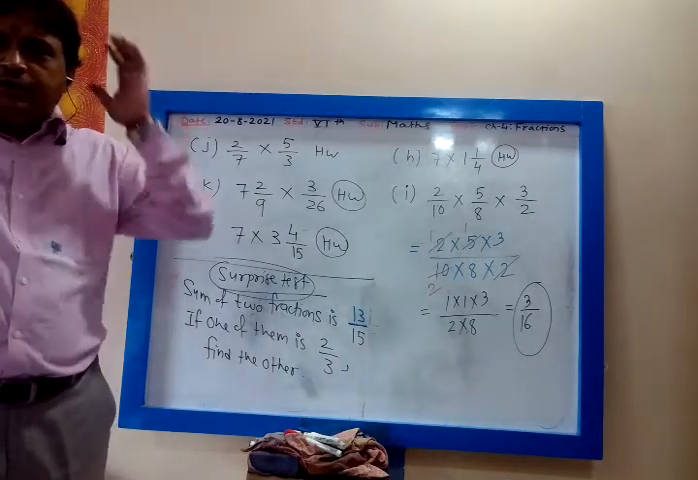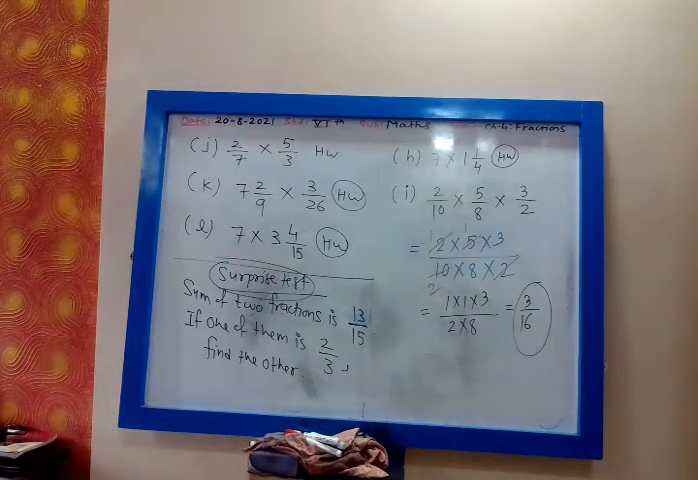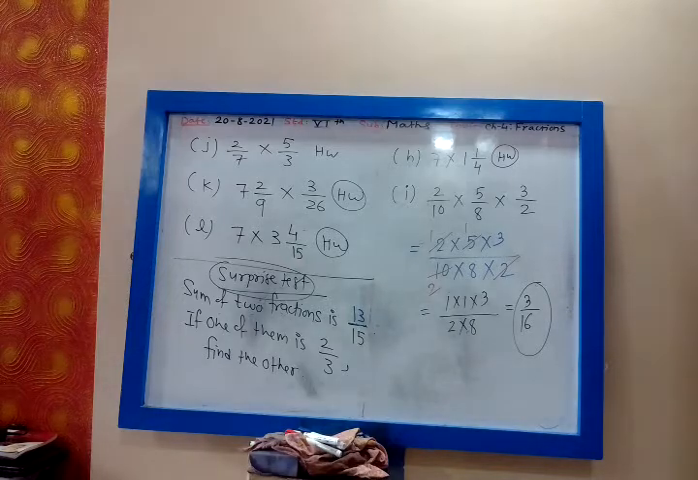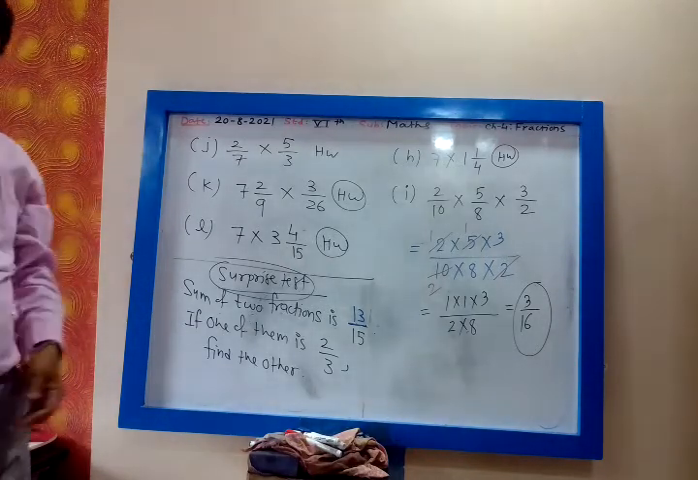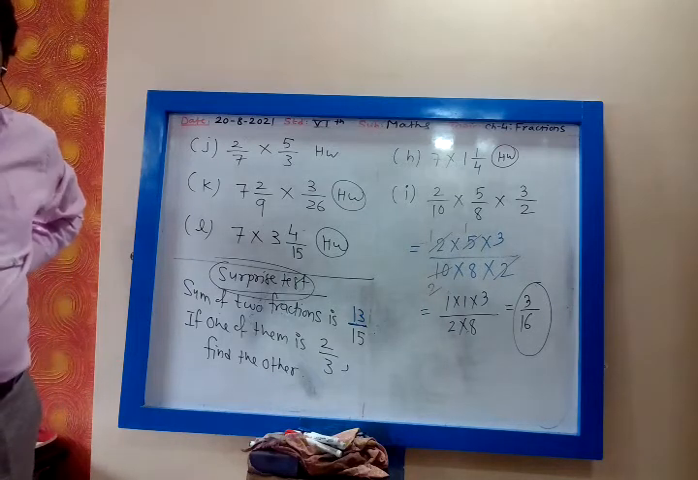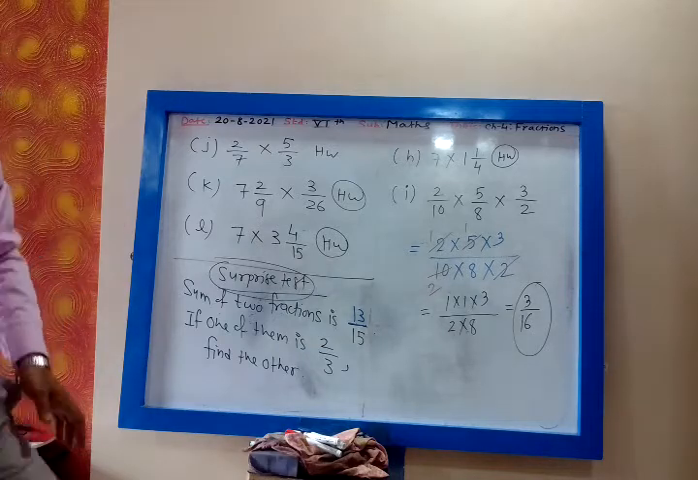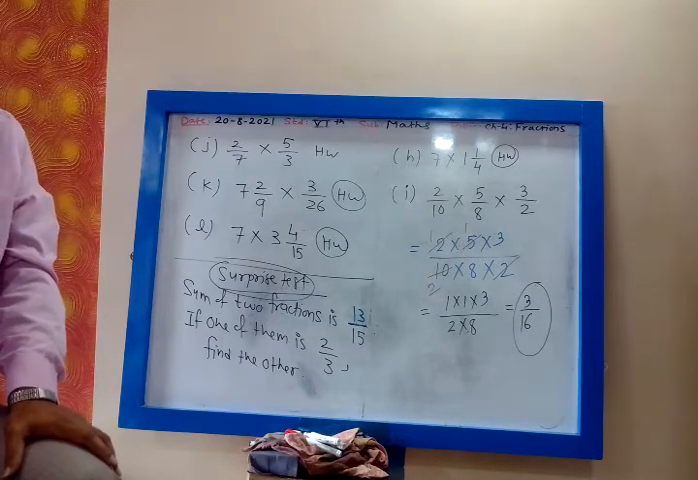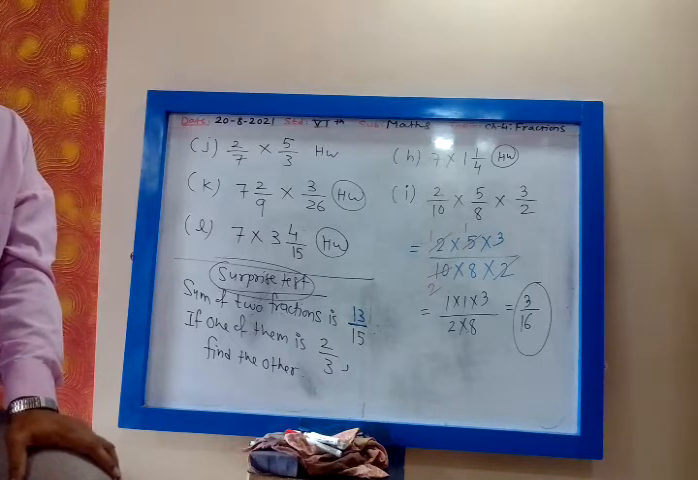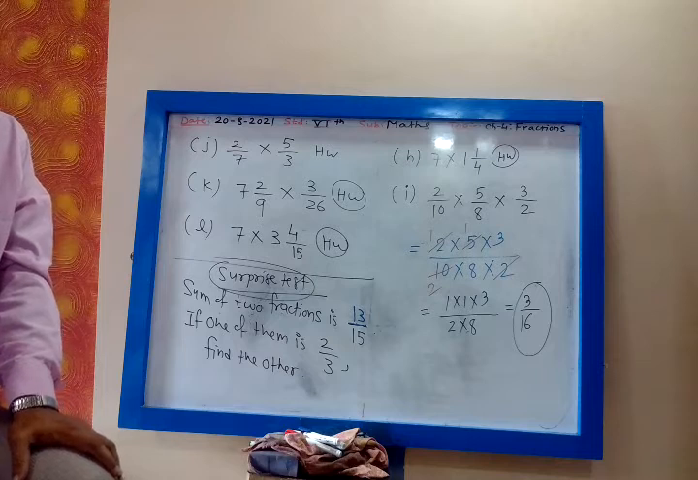Chalo, do it fast. I want the answer of this. The sum of two fractions is 13 by 15. One of them is 2 by 3. Find the other. Let me see whose first name comes. Chalo, start sending me the answer. Send me the answer in the chat box. Do not tell me the answer. Chat box mein start sending me the names and answer. Let me see whose name comes first.